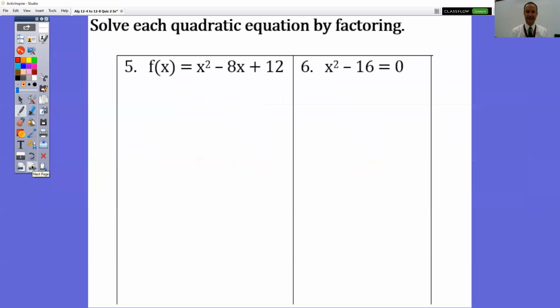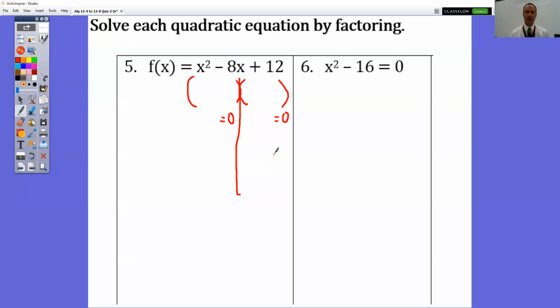Let's take a look at the next set. All right, the next set says solve each quadratic equation by factoring. So what you want to do is you want to do what times what equals 12 that adds up to -8. So you're going to put that inside parentheses. And then once you get what's inside the parentheses, you're going to draw a line down the middle and set each side equal to 0. Go ahead and try number 5, please.